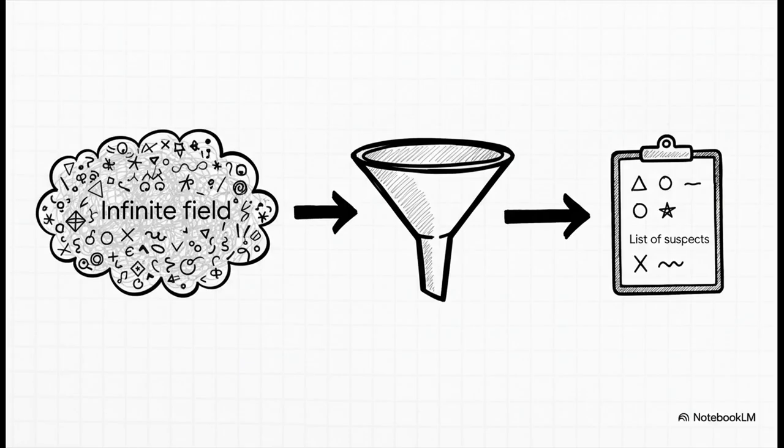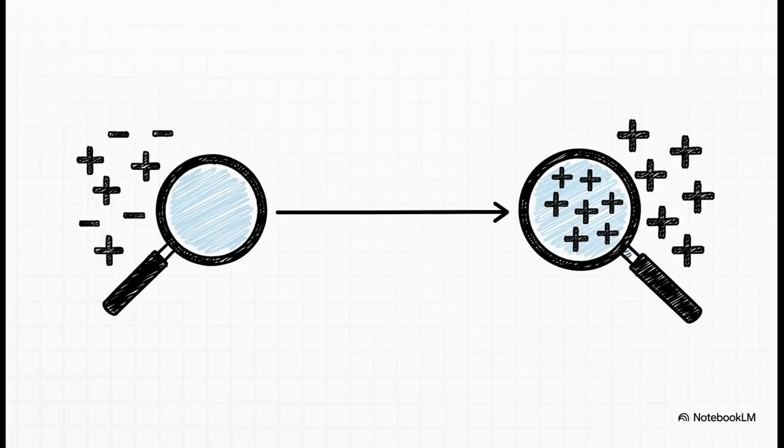This theorem gives you a way to create a list of all the possible rational roots. Now, it's not going to tell you which ones are the real roots, but it takes an infinite number of possibilities and boils it down to a nice, manageable list. Next up, Tool 2, Descartes' Rule of Signs.